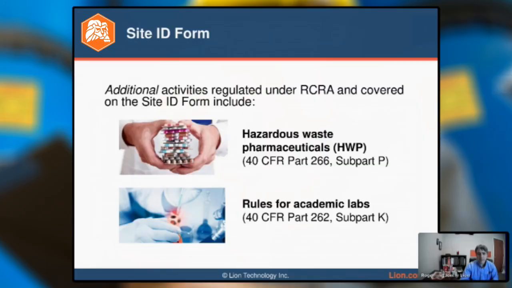If you work for an academic institution, that just means a college, they'll have laboratories there, right? You probably did this if you went to college. You took lab science classes and stuff like that. There are some special rules for academic labs that some people take advantage of, and if they're following those special rules, it goes on the site ID form. Again, we're not really going to focus so much on those. I'm just making you aware of those.